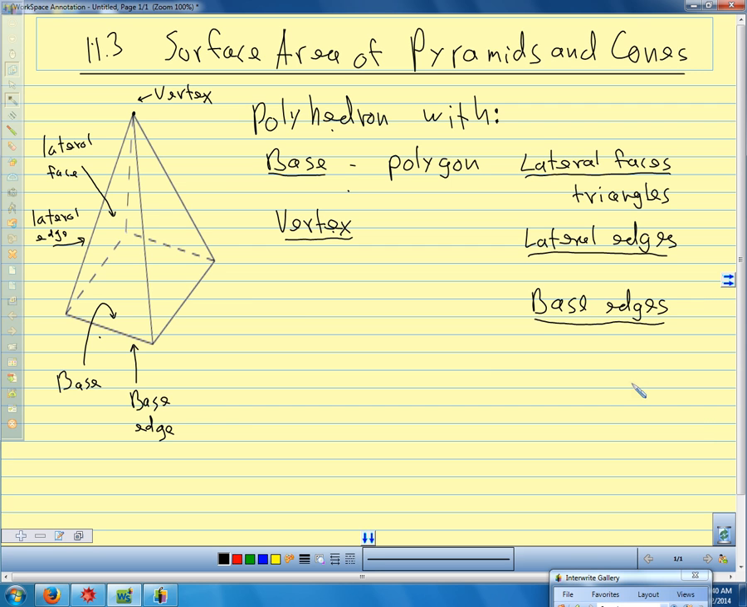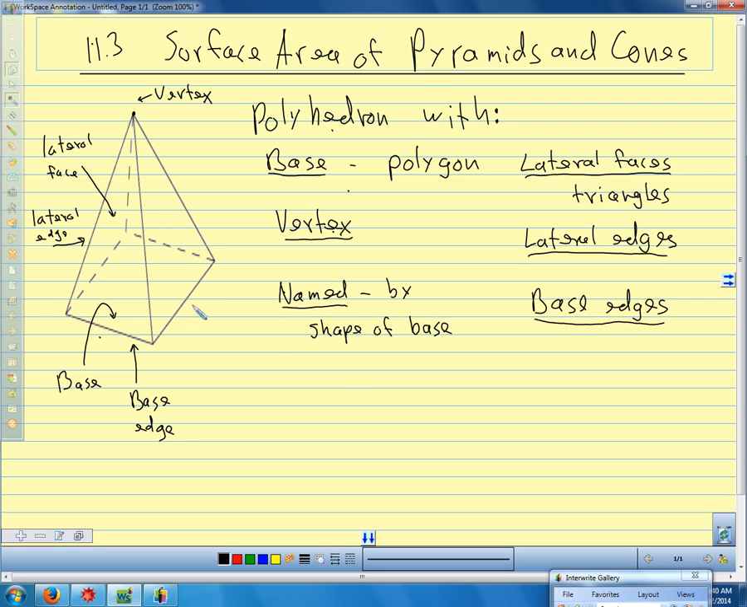We name a pyramid by the shape of its base, just like a prism. So our pyramid's named by the shape of the base, so we could call this a square pyramid if that base is a square. So just like our prisms, named by the shape of the base.